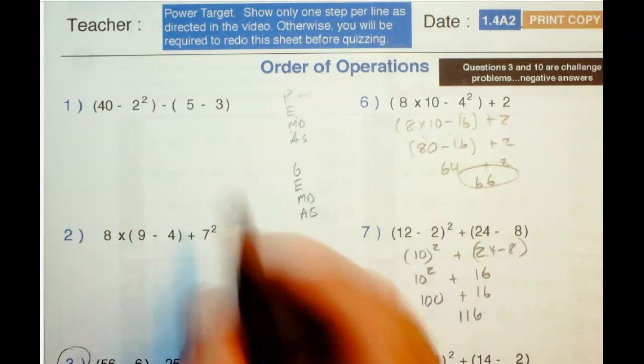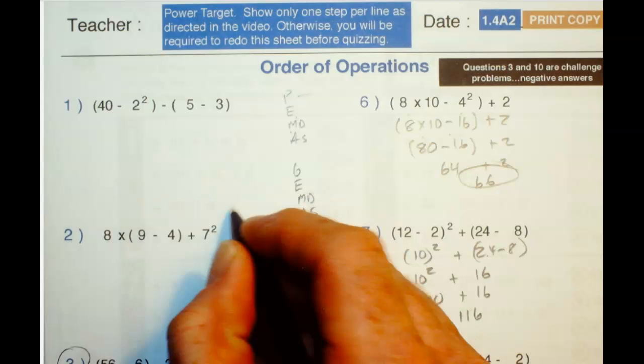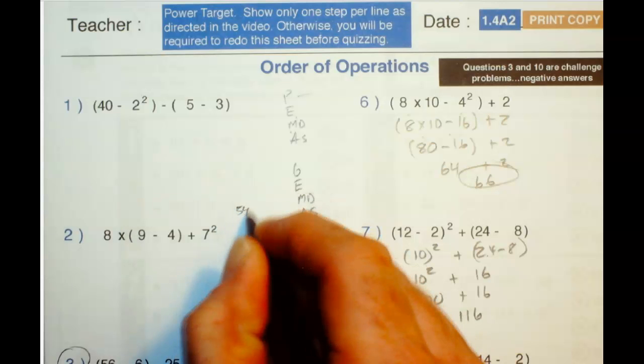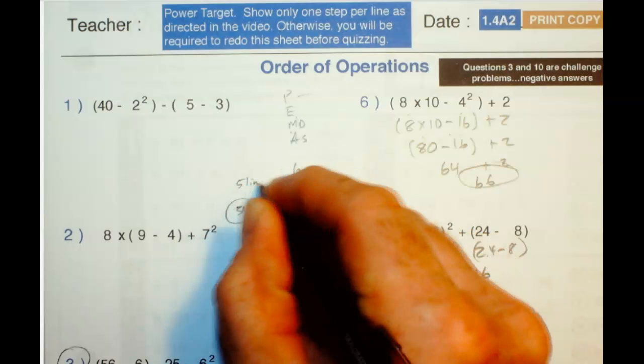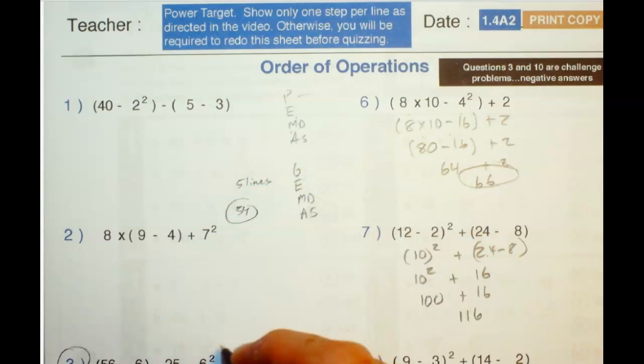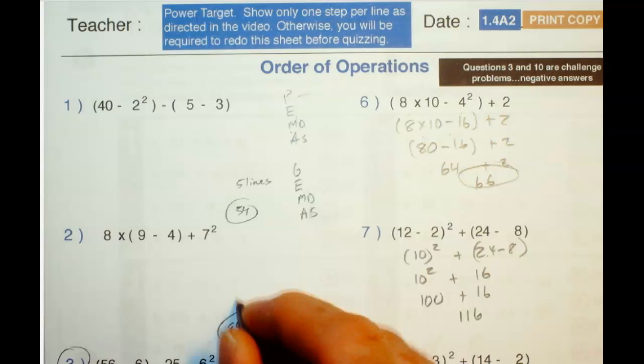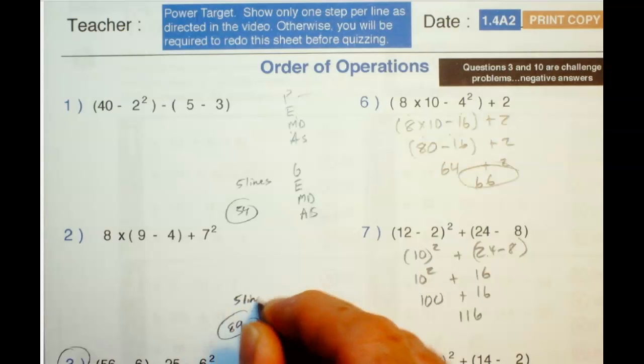Okay. Let's see, I didn't give you your answers up here. This one, your answer should be 34. Again, it's 5 lines. All of these are going to be 5-liners. Do them just like I'm doing them. This one here, the answer is going to be 89. This is going to be 5 lines.